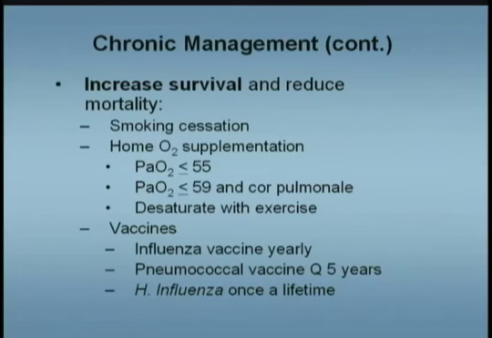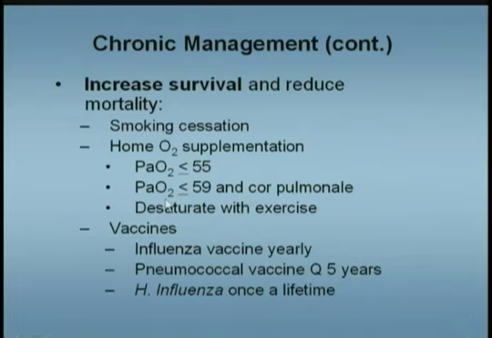So if they tell you somebody has a PaO2 of 58 at resting plus JVD, lower extremity edema, they're trying to tell you that this patient has cor pulmonale. Give them home oxygen.